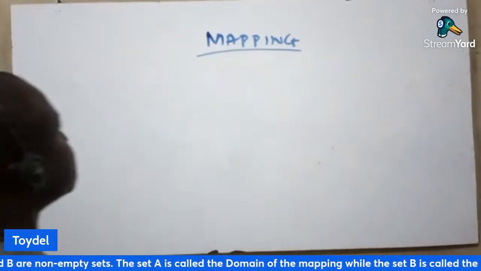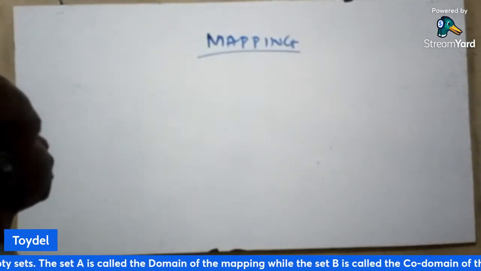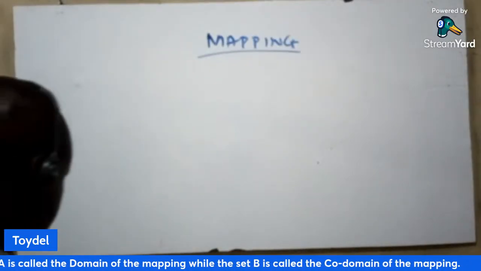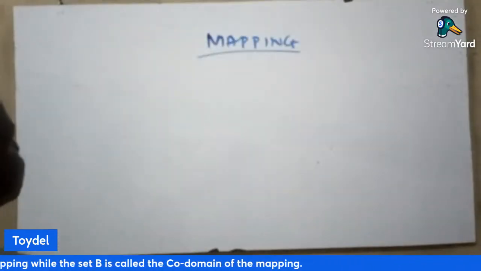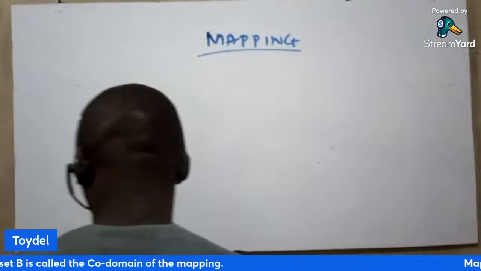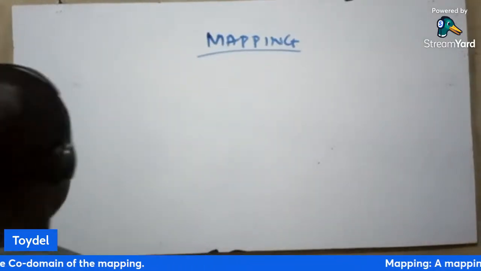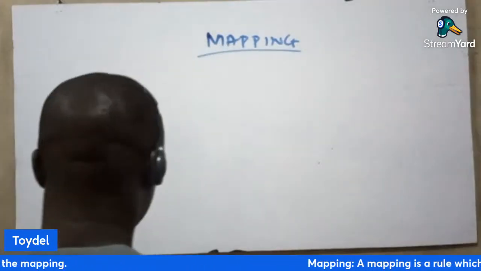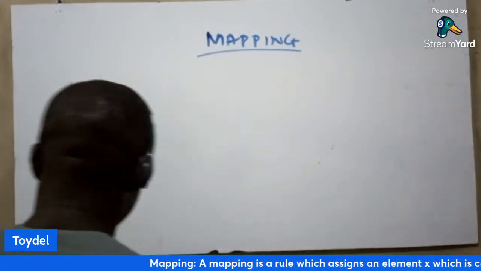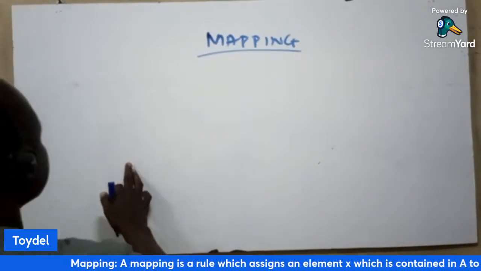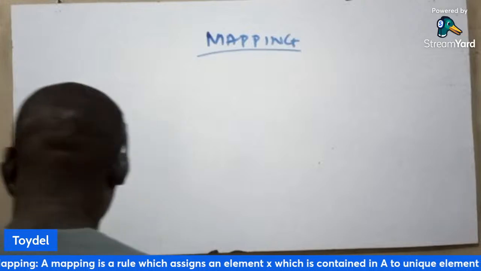Today we want to discuss the topic, mapping. So what is mapping? Mapping is a rule which assigns an element from one set to another set.